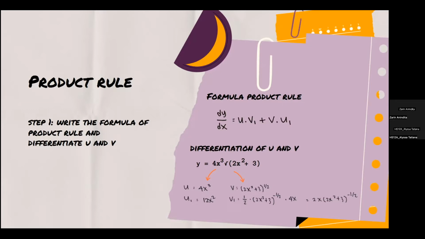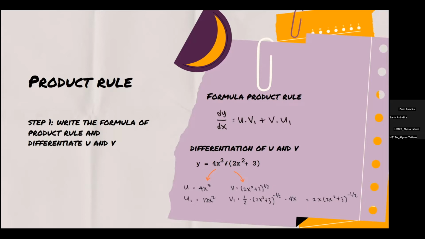And v is 2x squared plus 3 to the power of half. And for v prime, it's not the same as u prime. You have to use chain rule. So first, you just need to repeat the same thing as before. So multiply the coefficient, which is 1, with the power of half, and you will get the result of half. After that, you subtract half with 1, and you will get minus half.